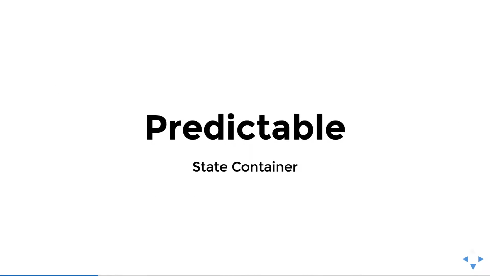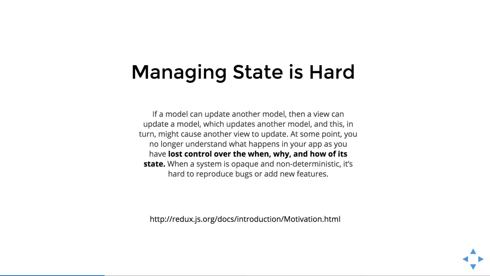All right. So let's talk about the term predictable when we talk about the predictable state container. So this comes straight off of Redux's documentation. It says if a model can update another model, then a view can update a model, which updates another model, and this in turn might cause another view to update. At some point, you no longer understand what happens in your app as you have lost control over the when, the why, and the how of its state. Who's experienced this? Everyone else is a liar.